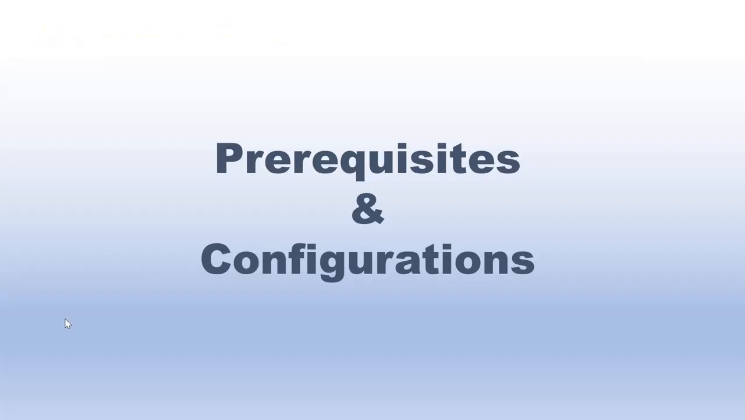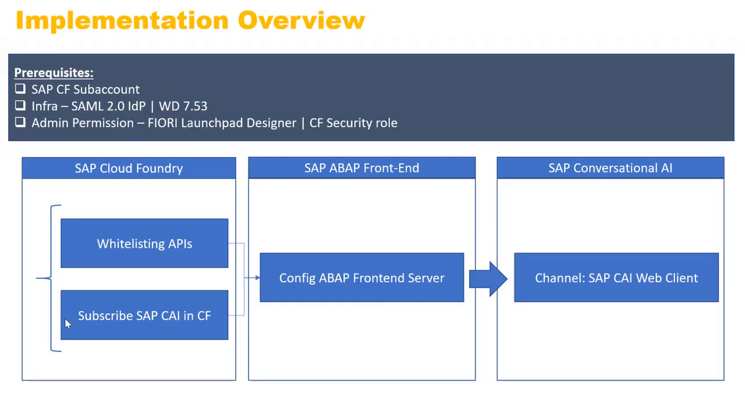So before going into the details of implementation and required configurations, let's see what the prerequisites are. The prerequisites are an SAP Cloud Foundry sub-account, the SAML 2.0 identity provider, and Web Dispatcher 7.53 with the latest patch as infrastructure. And we need admin permissions on Fiori Launchpad Designer and admin permission on the SAP Cloud Foundry security role.